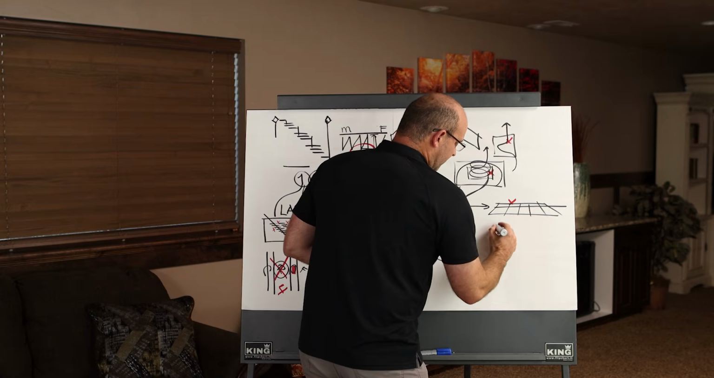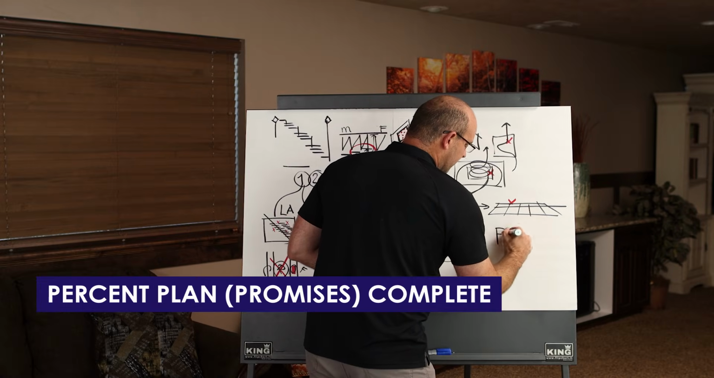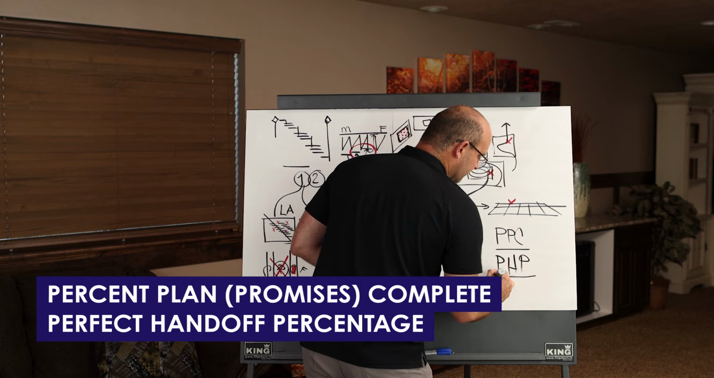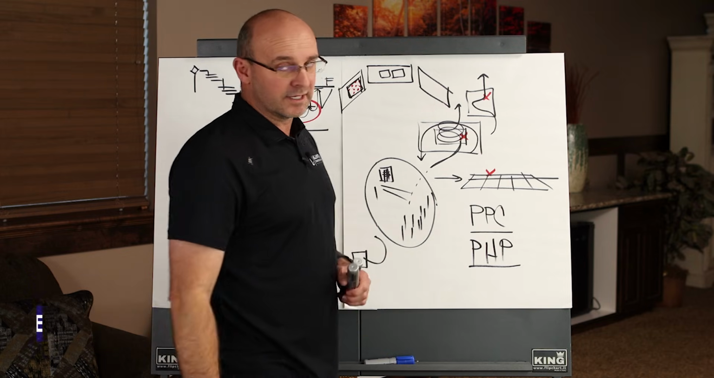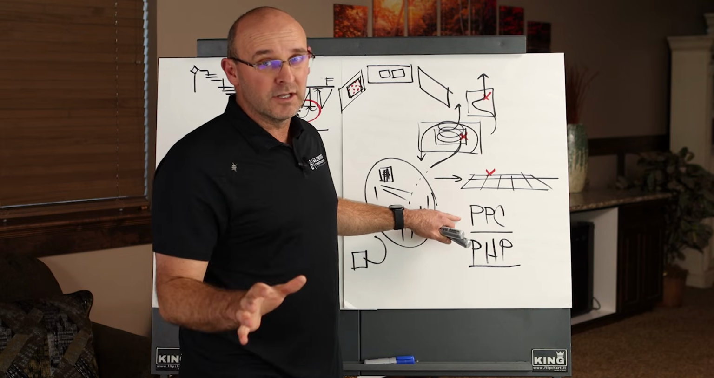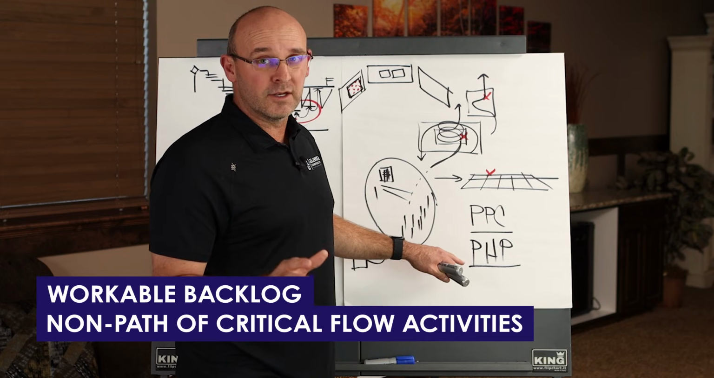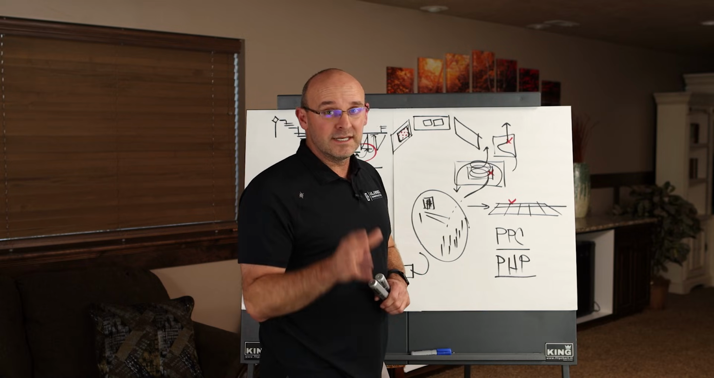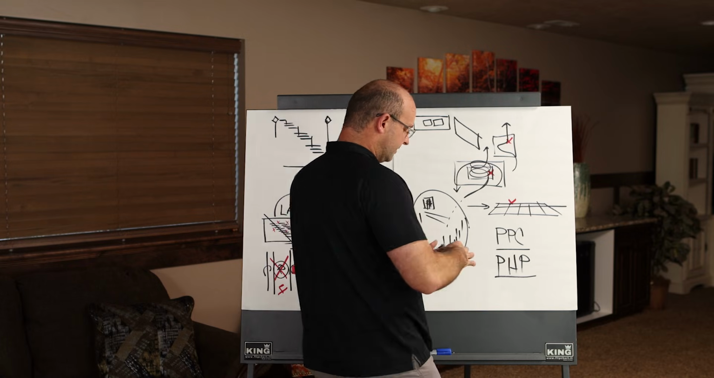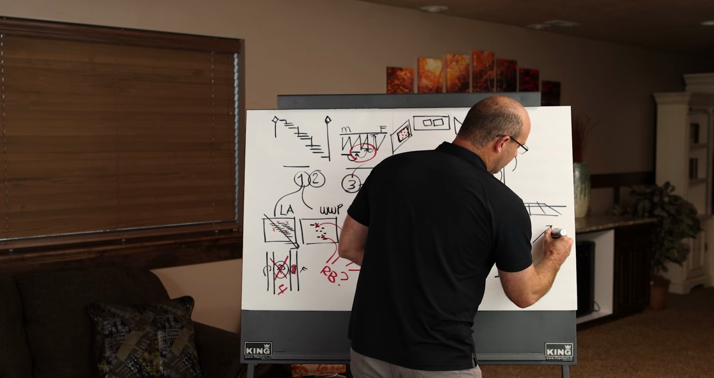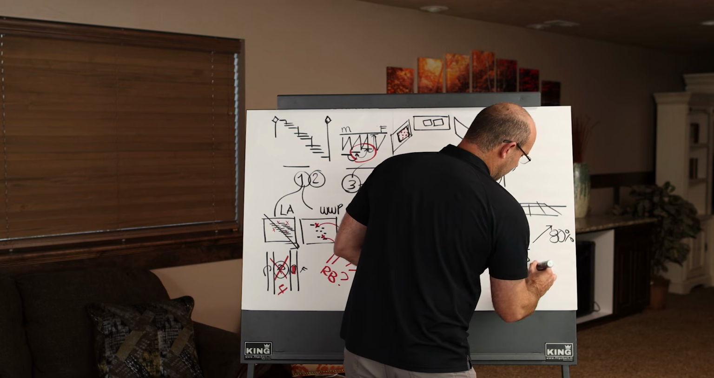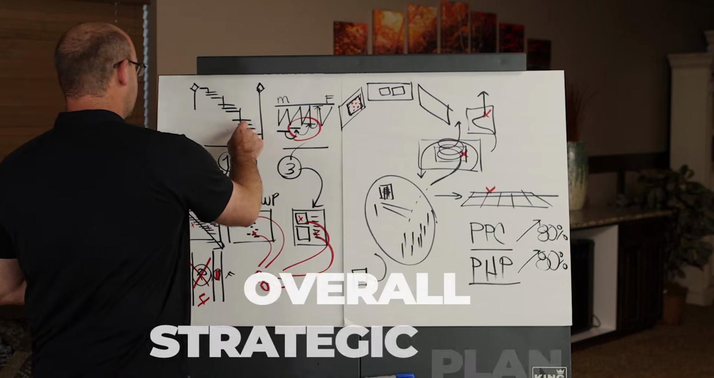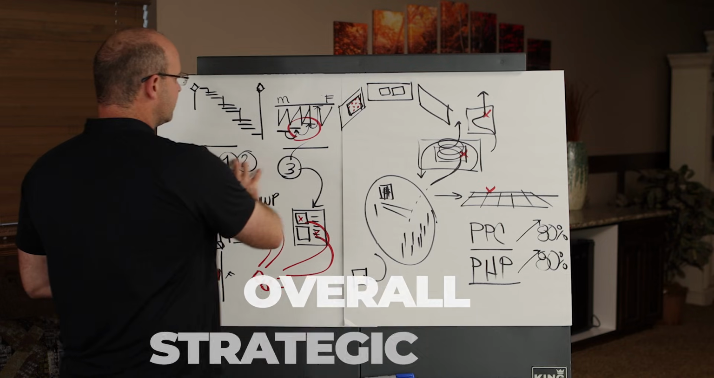What's going to happen for you is you have 2 indicators. You have your percent plan complete, percent promises complete, or the better one is your perfect handoff percentage. This perfect handoff percentage is better than percent plan complete because percent plan complete tracks all activities, even workable backlog and non-path of critical flow activities, but your perfect handoff percentage will only identify needed handoffs and whether or not you're making them. And so what you're going to see is that both of these will go above your desired 80% and beyond, and you will actually be implementing in the short interval, which will also take care of your overall strategic plan. And you're monitoring this in your meeting system.